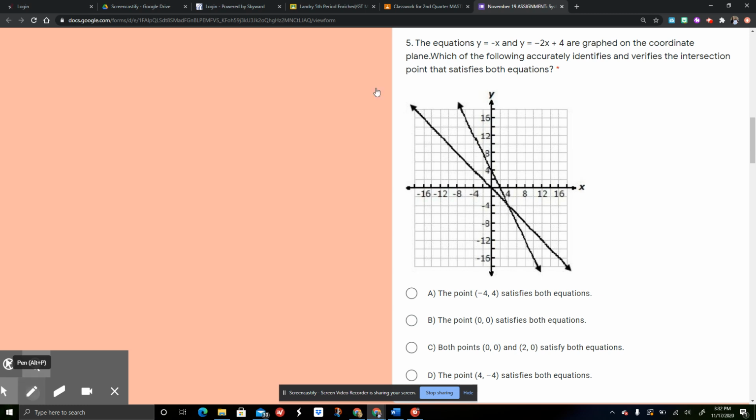And so if you know how to label points on the graph, then you already know your answer. But notice they have negative 4, 4 as an option and 4, negative 4. So obviously B and C are not going to be the answer because you're looking for this intersection right here. But if you get confused on your x's and your y's, then you can also put this into your graphing calculator.